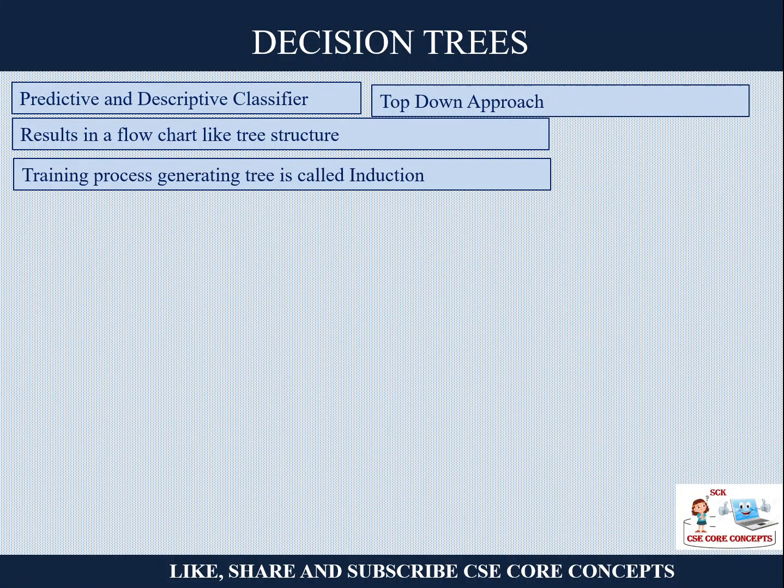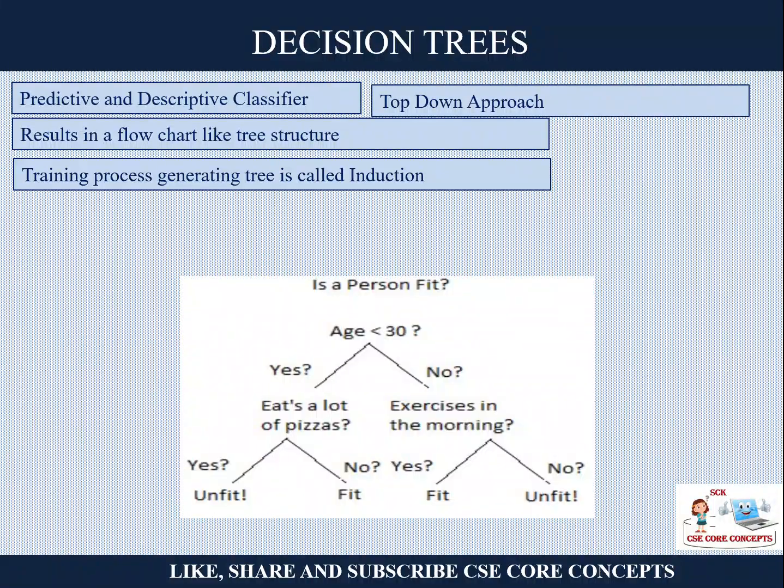While you are generating the tree, the training process is called induction. So the tree looks something like this, if you want to find out whether a person is fit or not. Is he less than 30, yes or no? If yes, whether he eats a lot of pizzas. If yes, he falls into the unfit category, and if no, he falls into the fit category.